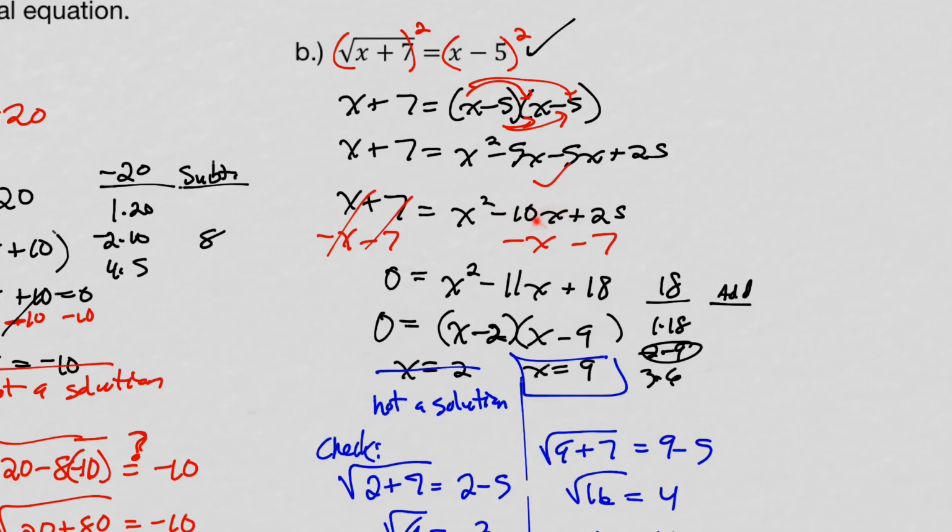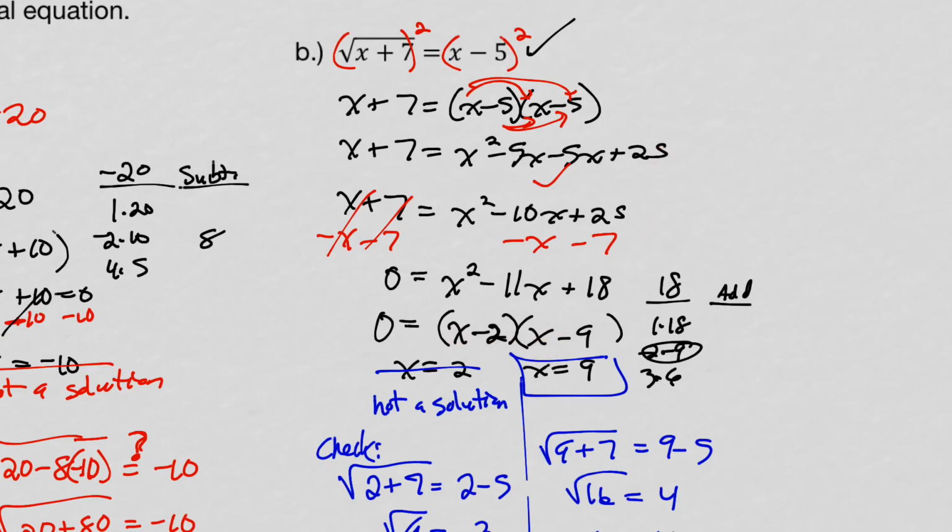So negative 10 and negative 1 make negative 11. 25 minus 7 is 18. Break down to 18. We're trying to get 11. Okay. And so we got our negative 2 and negative 9. x equals 2, x equals 9.